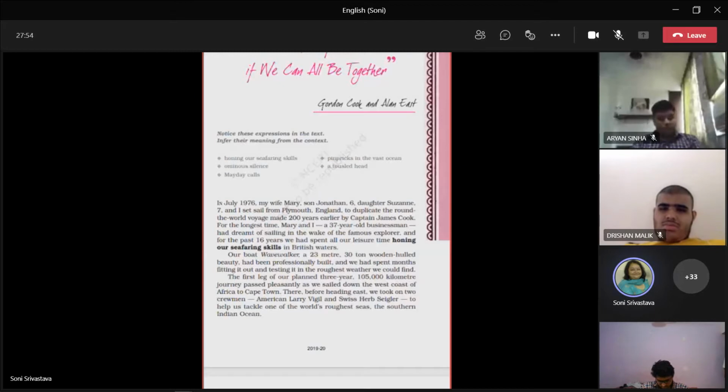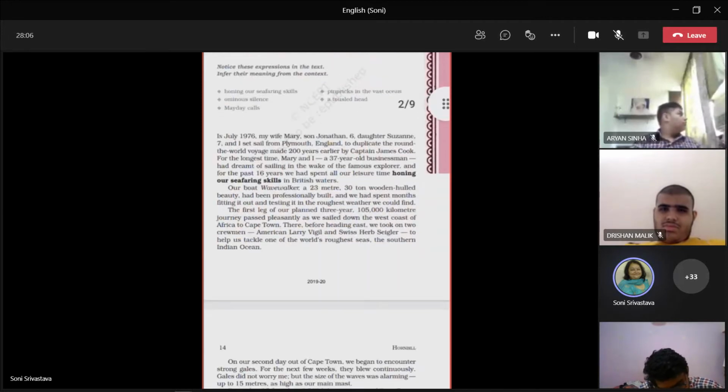Now, there, what did they do? They created this boat, that is the Wave Walker, which I showed you also. Just a sketch I had given you of how the Wave Walker was. So this boat was called the Wave Walker. In fact, you can mark it here as well, beta. This could be a question: how did the Wave Walker look?